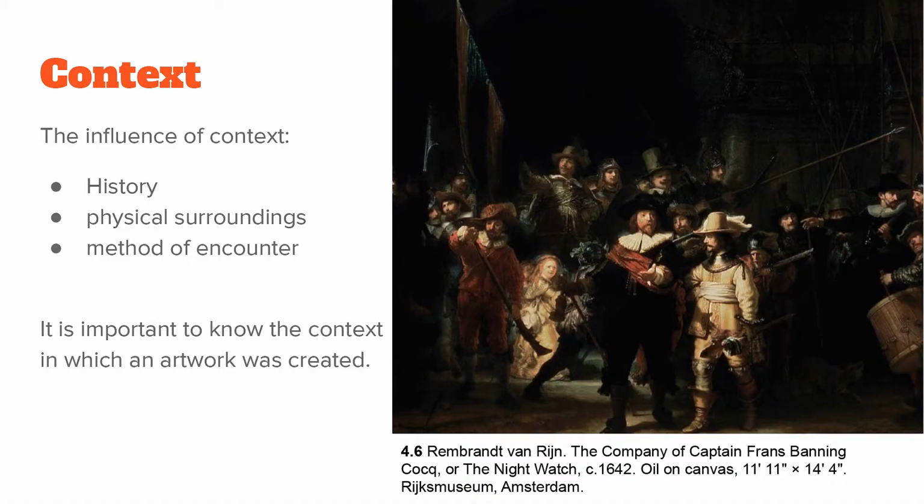One way we can understand artwork is by understanding not only the painting itself and its composition and the iconography, but also the history of that artwork, its physical surroundings, and the method of encounter, which is all important to know the context in which the artwork was made. One of Rembrandt's most famous paintings is mostly known as the Night Watch. The Dutch were predominantly a secular culture, so most paintings were commissioned by merchants, the well-to-do middle class, group portraits of social clubs.